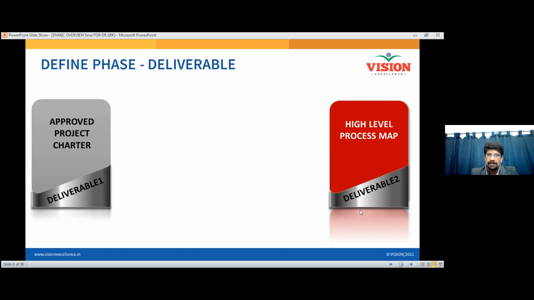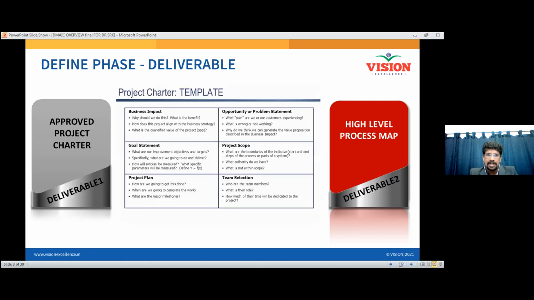What is this high level process map? In the SIPOC, that is supplier, input, process, output, and customer, the P stands for the process map. This high level process map will help you to understand the boundaries of the project, the scope of the project, and the timeline in which you have to finish the project. It will help you to understand all those things. So it is also a very good tool. Then this is a small template of the project charter.